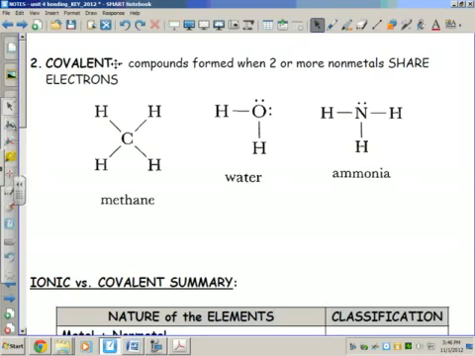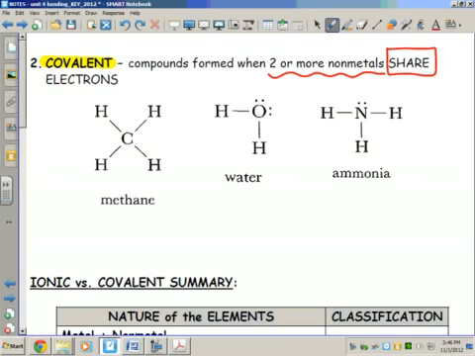The next type of bonding and compound we're going to talk about is covalent. We said previously that an ionic compound forms when there's a transfer of electrons from one atom to another. So you could say that the electron changes ownership. Covalent compounds form when two or more nonmetals share electrons.